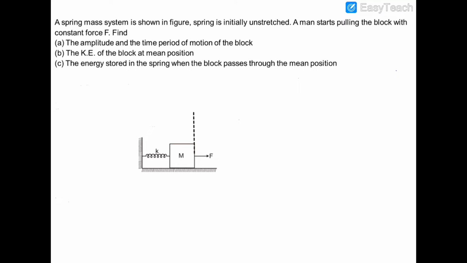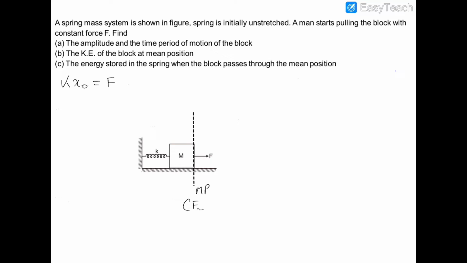So the equilibrium position is also called the mean position. So this is the mean position, and in this mean position kx naught will be balancing out F, because the net force acting on the system in the mean position is 0. So the external force is being balanced by kx naught. So x naught will be equal to F by k. So this is the extension in the spring at the mean position.